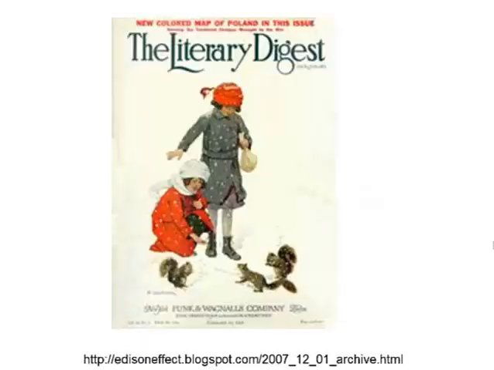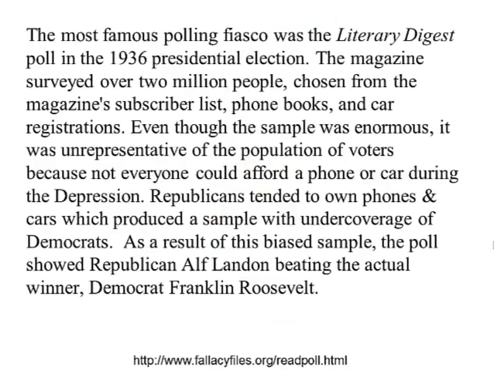The Literary Digest, back in 1936, surveyed over 2 million people, chosen from the magazine's subscription list, phone books, and car registrations. Even though the sample was large, it was unrepresentative of the population of voters because not everyone could afford a phone or a car during the Depression. Republicans tended to own phones and cars, which produced a sample with undercoverage of Democrats. As a result of this biased sample, the poll showed the Republican Landon beating the actual winner, Democrat Franklin Roosevelt.